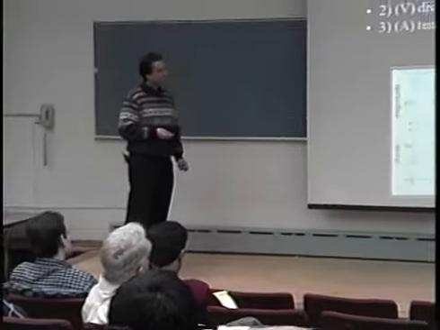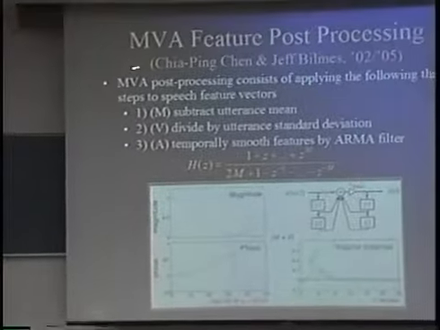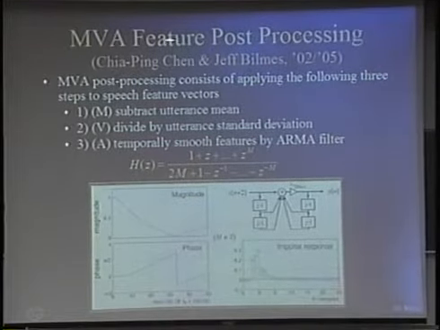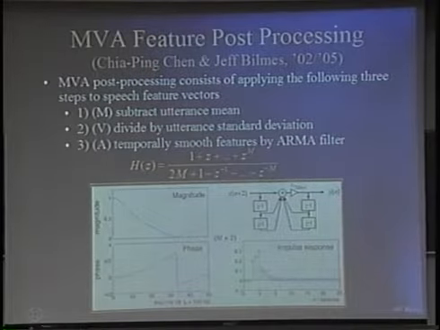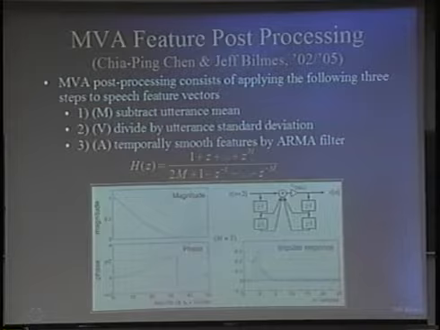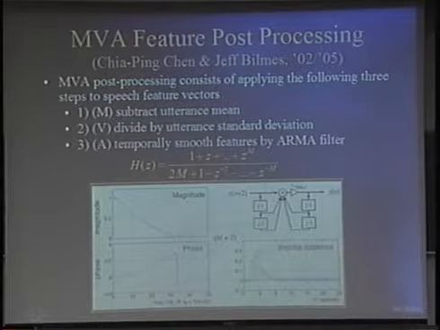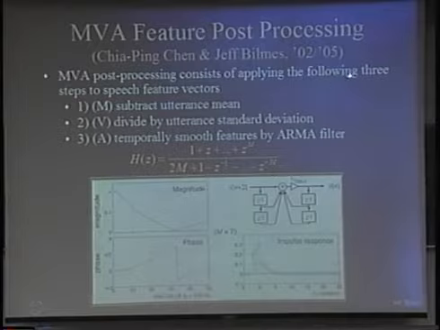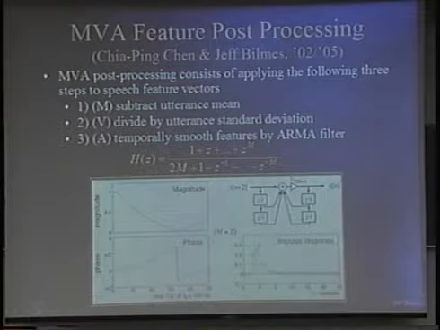This first bit of work that I'm going to talk about very briefly is entitled MVA Feature Post-Processing. This is work that I've done with a student, Jiaping Chen. It's a very simple idea, something that's extremely simple but effective at the same time. It's a feature post-processing method that consists of the following three simple steps: subtraction of the mean of the speech vectors, division by the variance of the speech vectors, and temporal smoothing of the speech vectors by an ARMA filter.